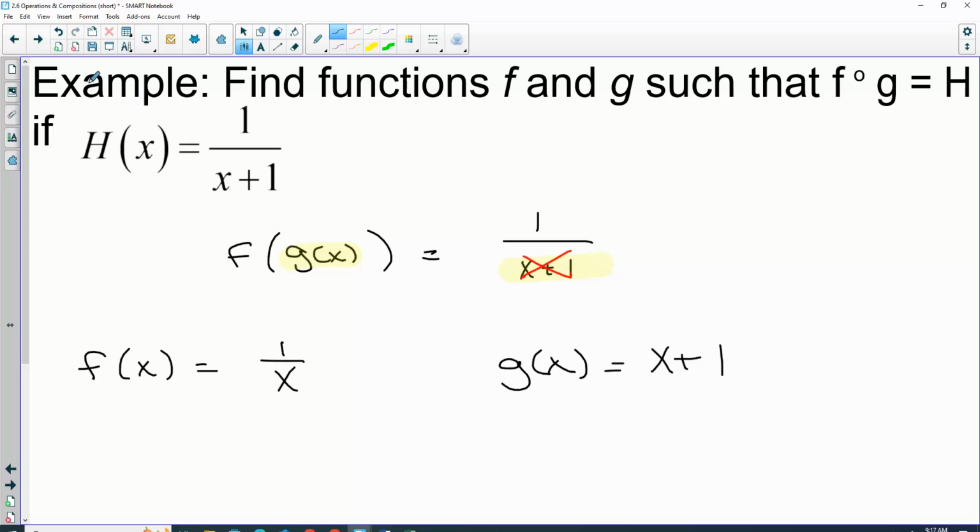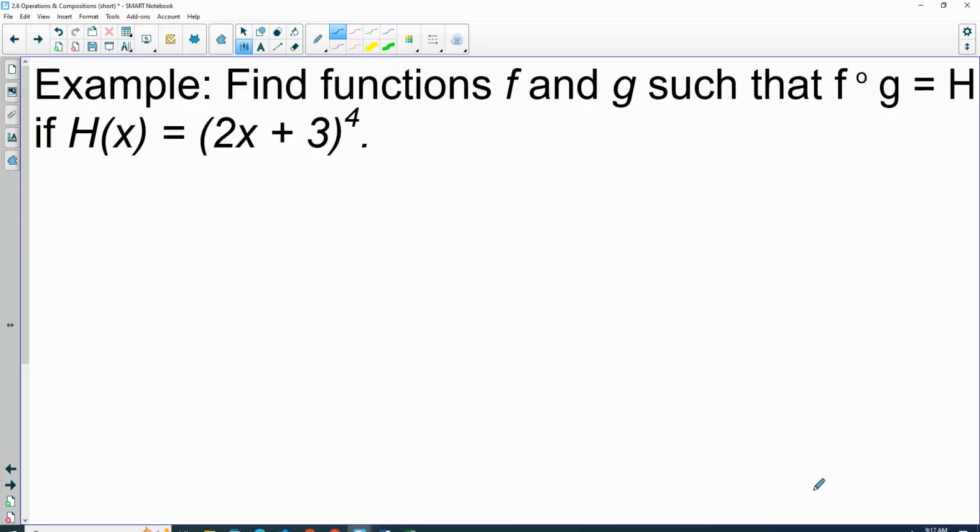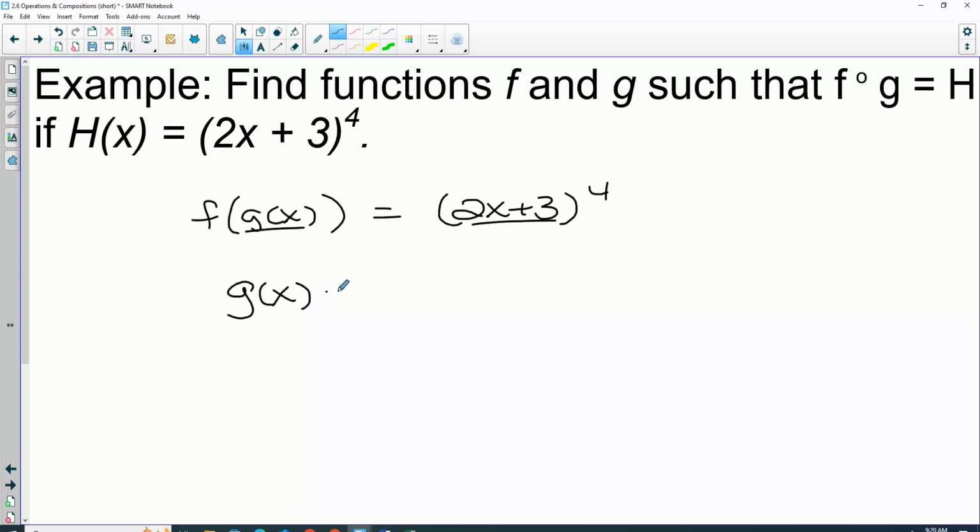All right, you guys try the next one. So f composed with g, so that means f of g of x is equal to the 2x plus 3 to the 4th. So g is the inside. That's the 2x plus 3. To get f, you have to think about if I took that out and put an x back in its spot, f would be x to the 4th. Is that okay?